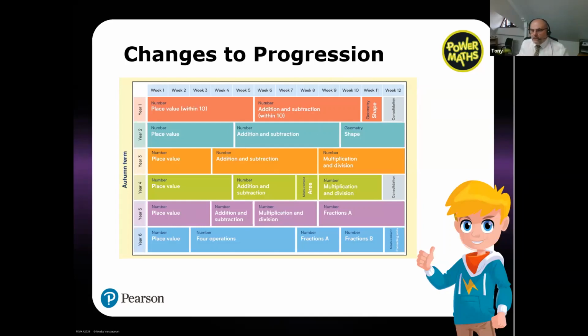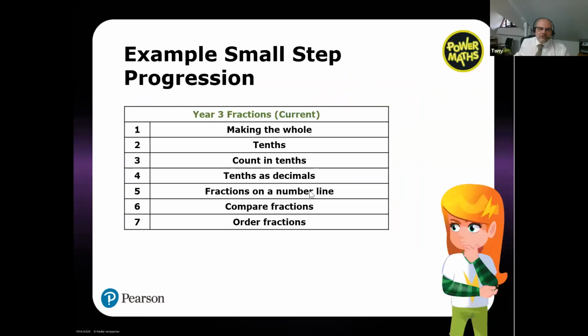So moving on then, these are 7 steps from the old progression. So this was year 3 fractions. I'm taking some examples of where changes are being made. So year 3 fractions is a big change.